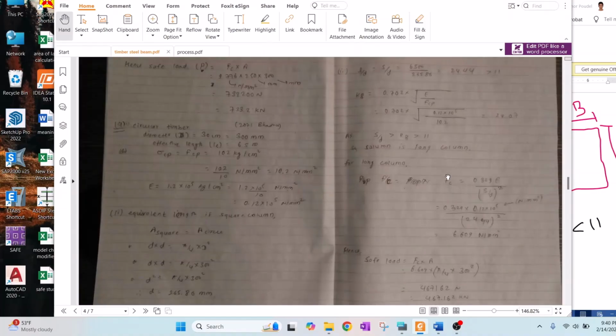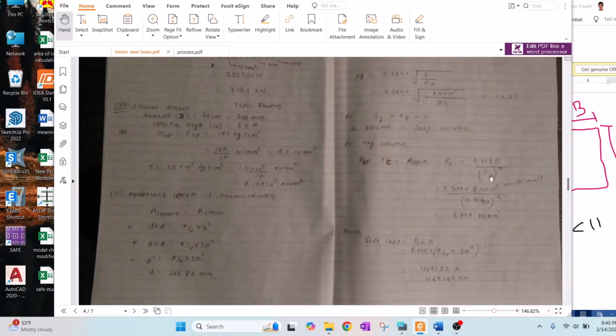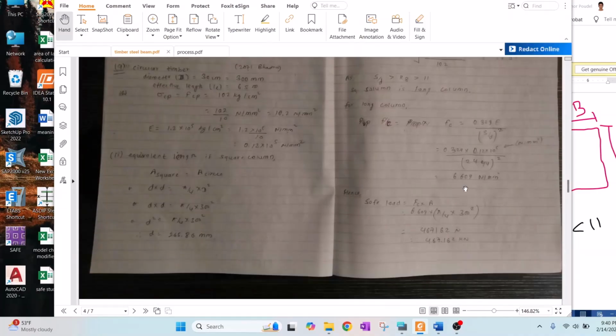So for a long column, we have an equation to calculate FC, that is 0.329 multiplied by E, and the whole thing is divided by the square of the slenderness ratio, that is (S by d) square. So we can put in all the values to calculate the value of FC. So the value of FC is 6.609 N per mm square.